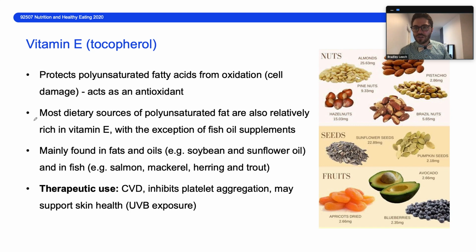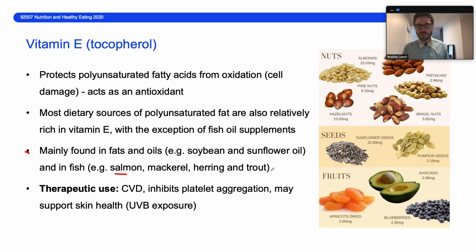Looking at dietary sources of vitamin E, we've got nuts, different varieties of nuts and seeds, avocado. We've also got things like your fish, your salmon, your mackerel, and so forth. Now, most dietary sources of polyunsaturated fats also have vitamin E in them. So your polyunsaturated fats are these nuts and also your fish, and they also have vitamin E.